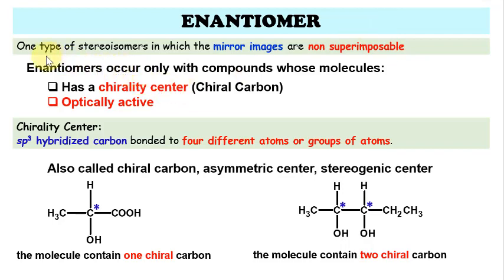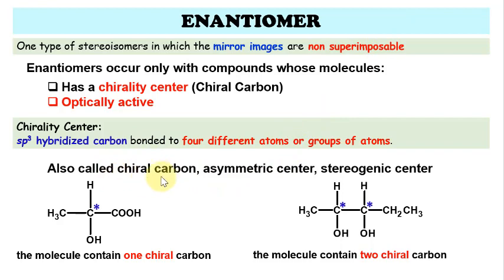Enantiomer is one type of stereoisomer in which the mirror images are non-superimposable. The enantiomer will occur only with compounds whose molecules have a chirality center. The chirality center here means an sp3 hybridized carbon bonded to 4 different atoms or groups of atoms. Remember, the sp3 carbon must contain 4 single bonds. And then it is optically active, which is the ability of a substance to rotate plane polarized light.